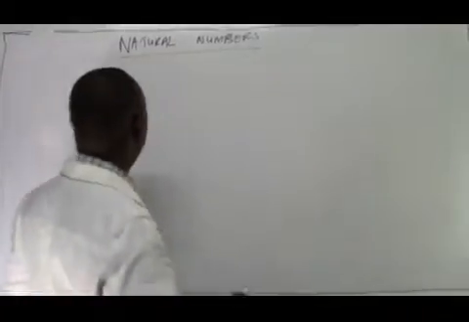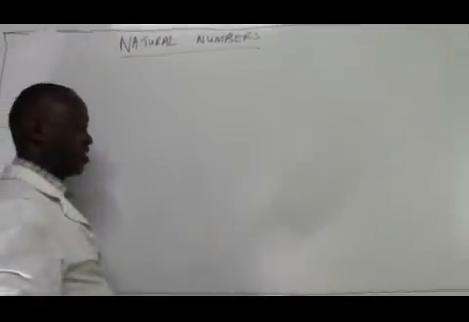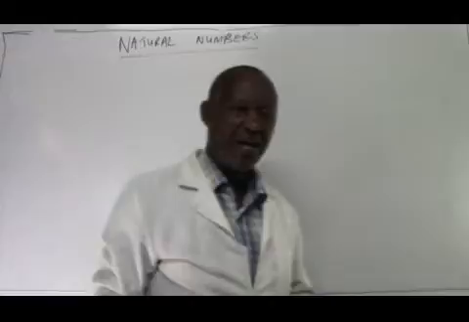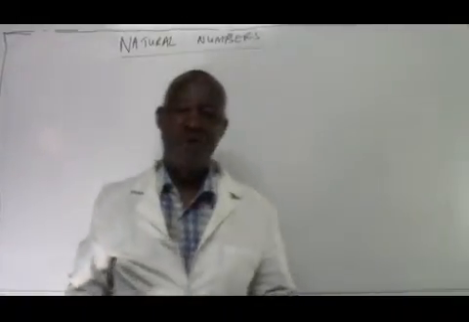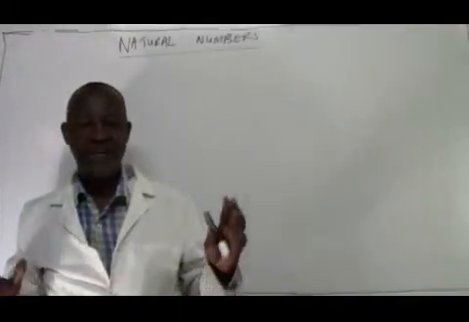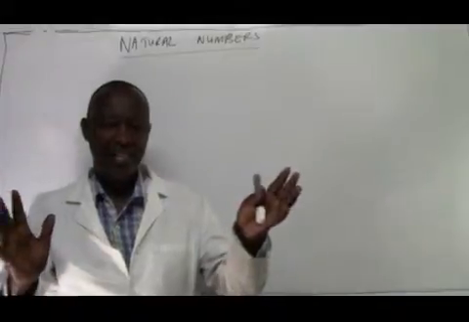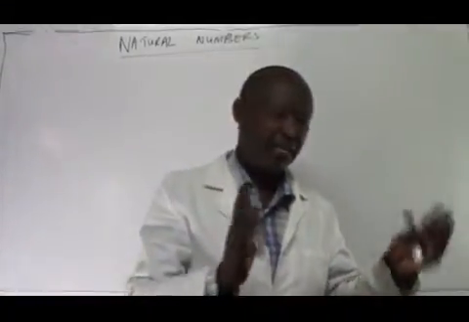Let's now look at the counting system, our number system. Our number system which we use is called the natural number system. I believe the reason why it is so is because the human being has got 10 fingers and we are used to counting in tens.